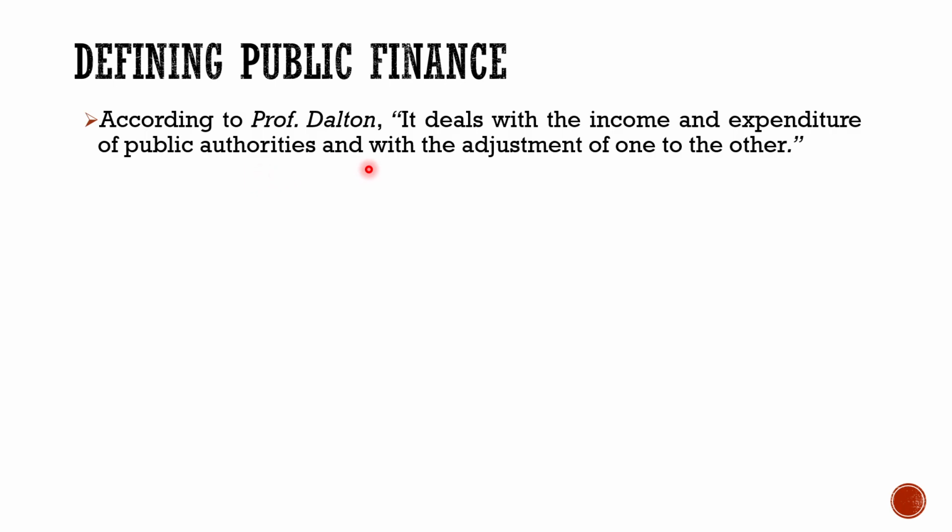Now, defining public finance, according to Professor Dalton, it deals with the income and expenditure of public authorities and with the adjustment of one to the other. So public finance has two parts. One is income and the other one is expenditure. And we'll see how these two variables adjust with each other. This is public finance.